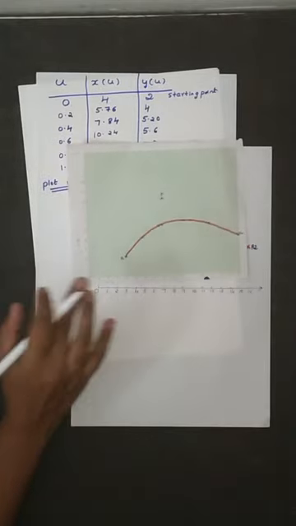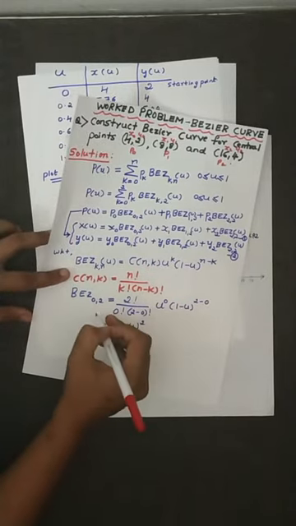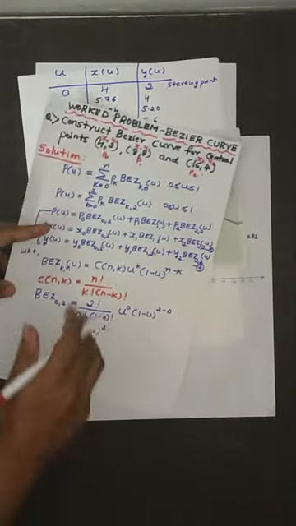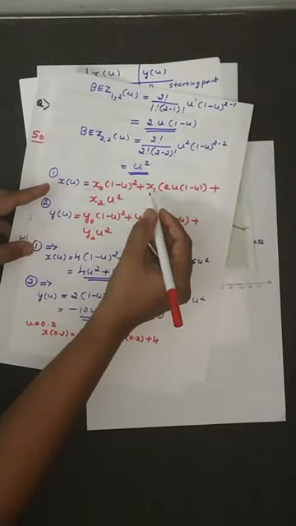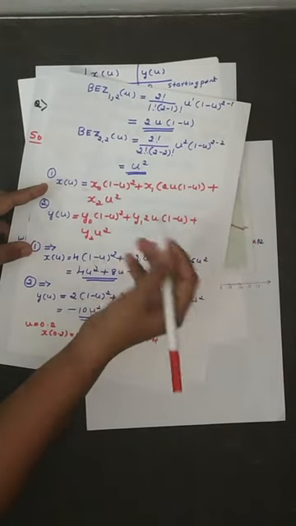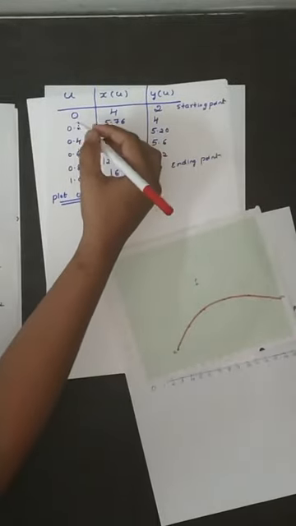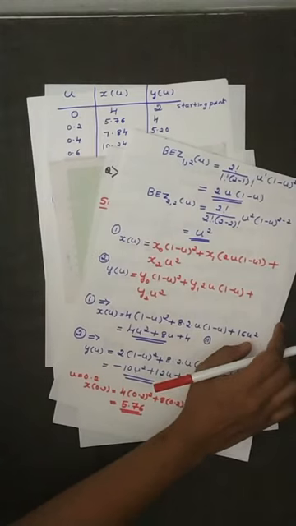So substitute into the Bezier curve equation, then find out the Bezier function, then finally substitute the x naught, x1, x2, y naught, y1, y2 values. Then you have to assume the u values, then consider the points in between 0 and 1. Then finally plot a graph. So this is the end of this problem.